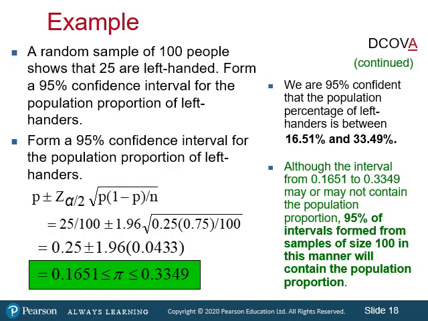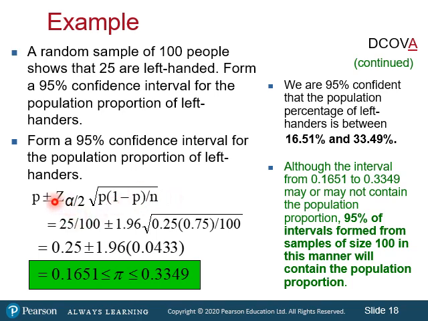Next we'll look at an example which gives you a scenario where a random sample of 100 people shows that 25 are left-handed. Form a 95% confidence interval for the population proportion of left-handers. So the formula we will write here is P plus minus Z alpha divided by 2 times the square root of P times 1 minus P divided by N.